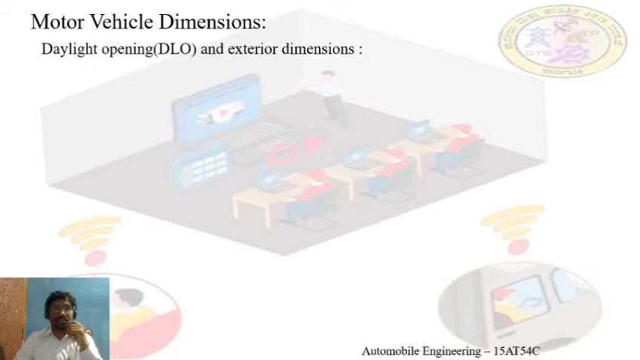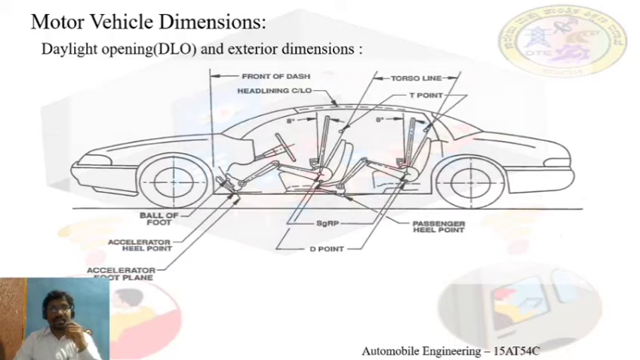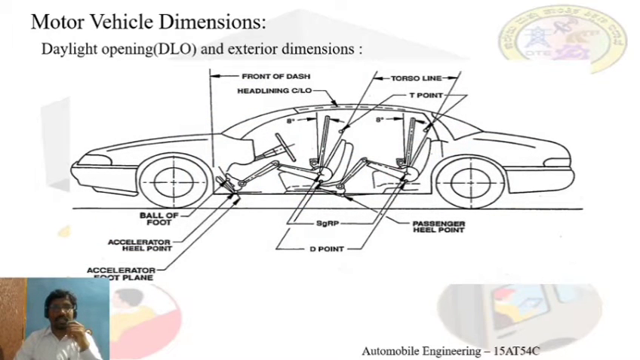If you come to the next topic, it's called daylight opening. In the vehicle you might have observed that there are certain areas covered with glass. This helps us to let sunlight or light into the cabin. This is what is called daylight opening. This daylight opening area available in the vehicle is helpful for visibility. It provides very good visibility to the passengers as well as the drivers.